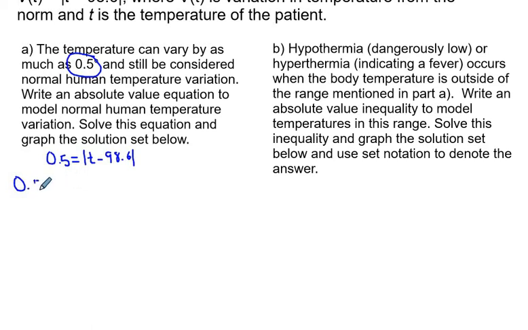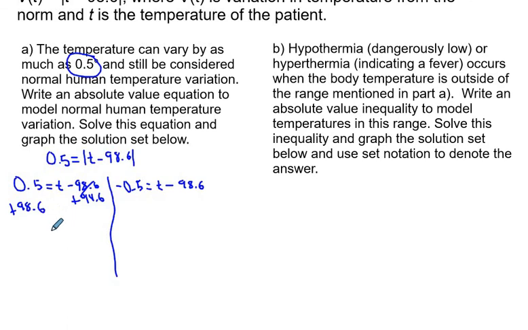All right, so we take 0.5 and we set it equal to t minus 98.6, removing the absolute value symbol, because now we're going to set up a second equation in which negative 0.5 would also equal t minus 98.6. And then we just solve these equations, and both of them are just one-step equations. I'm going to add 98.6 to both sides. So I add it here and it cancels, and I add 98.6 here.